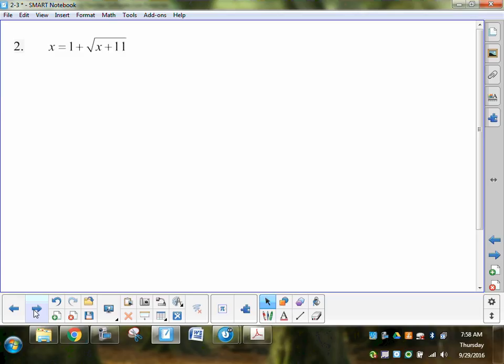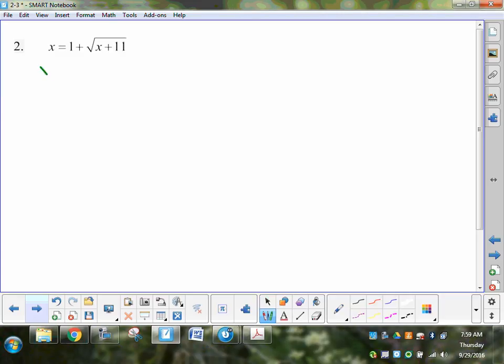Take a look at question number 2. Our first step is going to be to do what? Colleen B, what do you say? Subtract 1, because what are we trying to do? Terrific. So now I've got x minus 1 is equal to the square root of x plus 11. What would we go through and do next? Vicki? Square it.